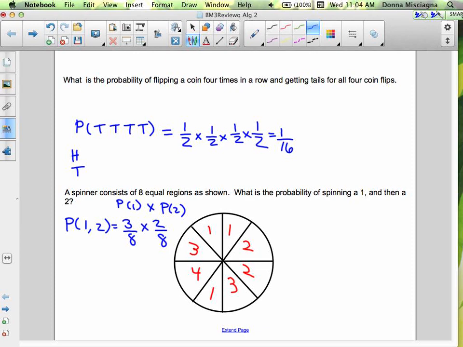And if we want the probability of spinning a 1 and then a 2, we're going to multiply the 2 probabilities together. Now you can reduce to make your number smaller, either reduce in the beginning or reduce in the end, but you should reduce your probabilities. So this would be 3/8 times 2/8, which reduces to 1/4, and that's going to be 3/32. That will be the probability of spinning a 1 and then a 2. All right, let's look at the next question.